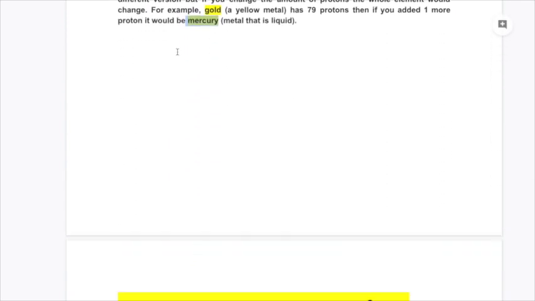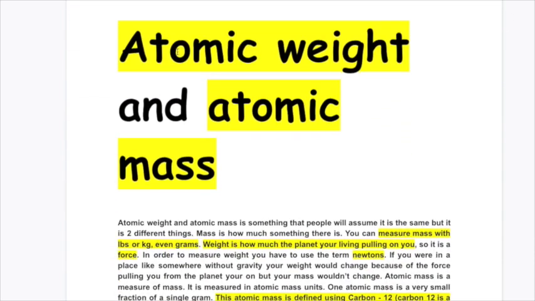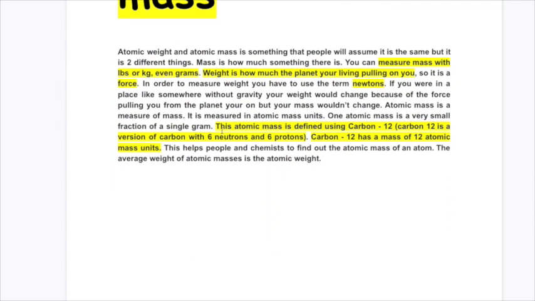Now anyways, let's go back to here. Oh yeah, okay. So this atomic mass unit is defined using carbon-12. And carbon-12 is a version of carbon with 6 neutrons and 6 protons.